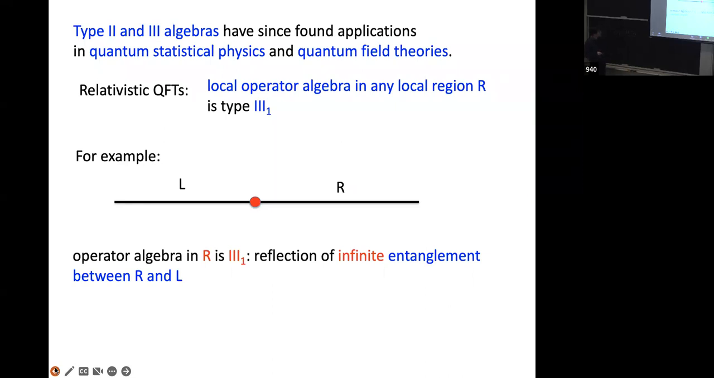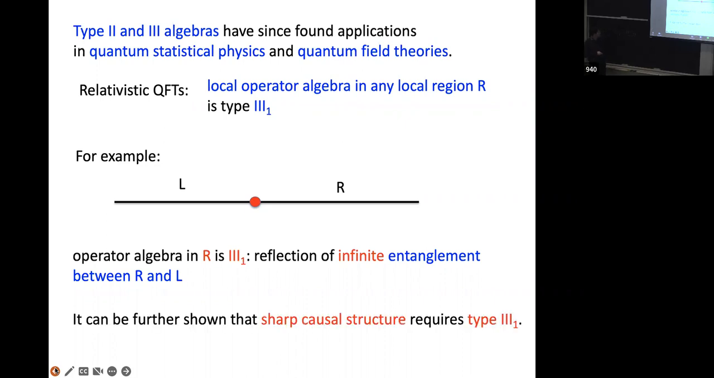This type 3-1 is for a good reason, because it reflects that in quantum field theory, in any finite energy state, there's always an infinite amount of entanglement between the R and the L region. So this type 3-1 structure essentially reflects that infinite entanglement in any state between R and L. It can also be shown that type 3-1 is important for the existence of a sharp causal structure, meaning you have a sharp light cone, so that your commutator vanishes exactly outside the light cone. For that, you require type 3-1.